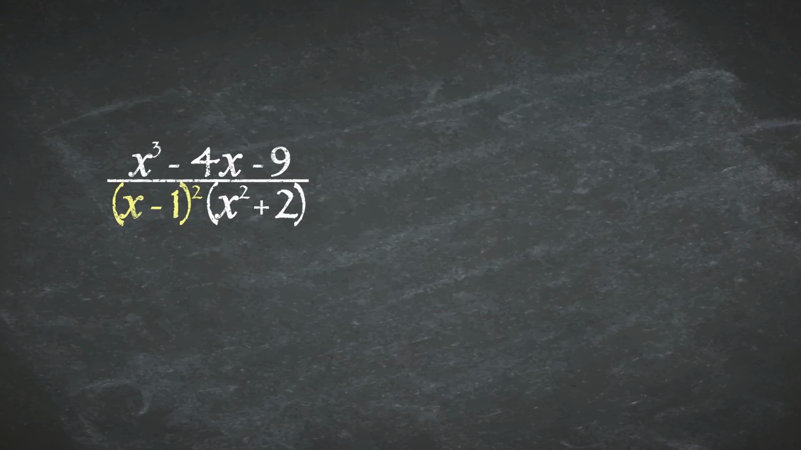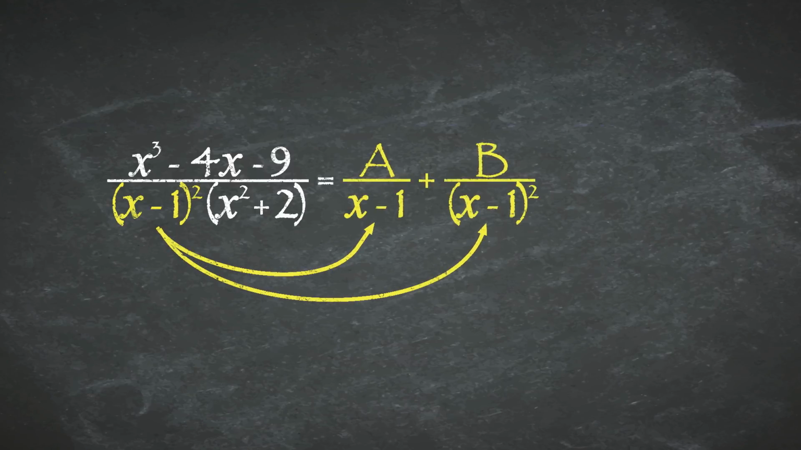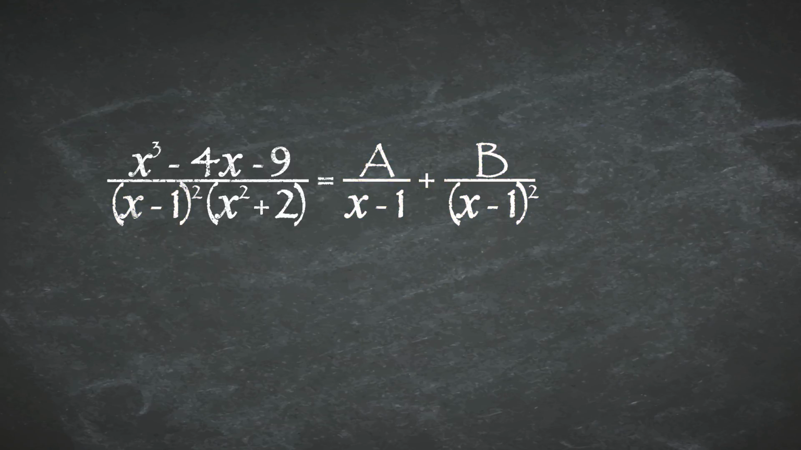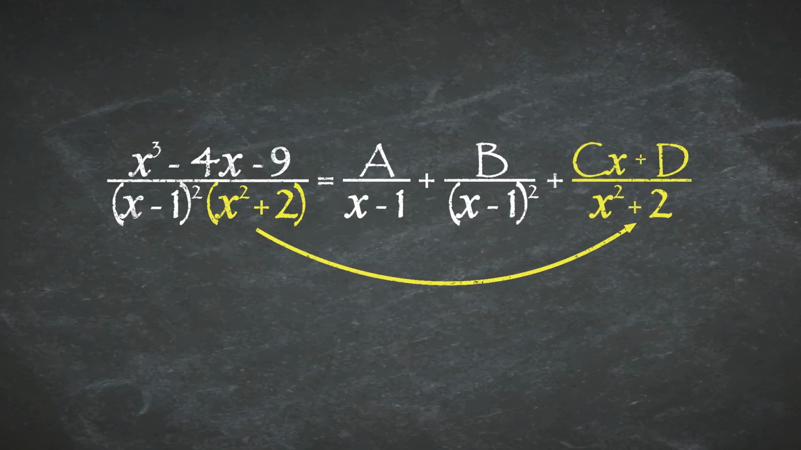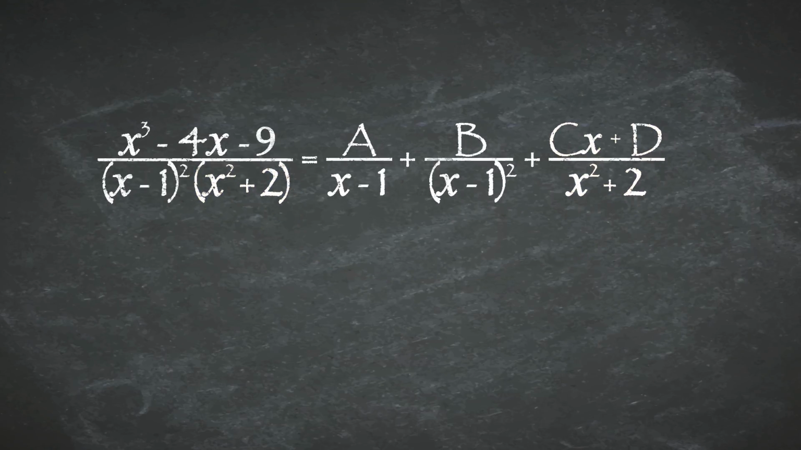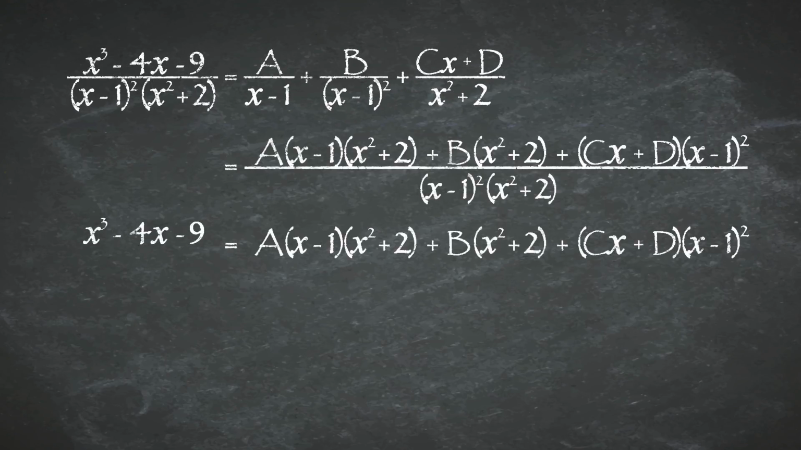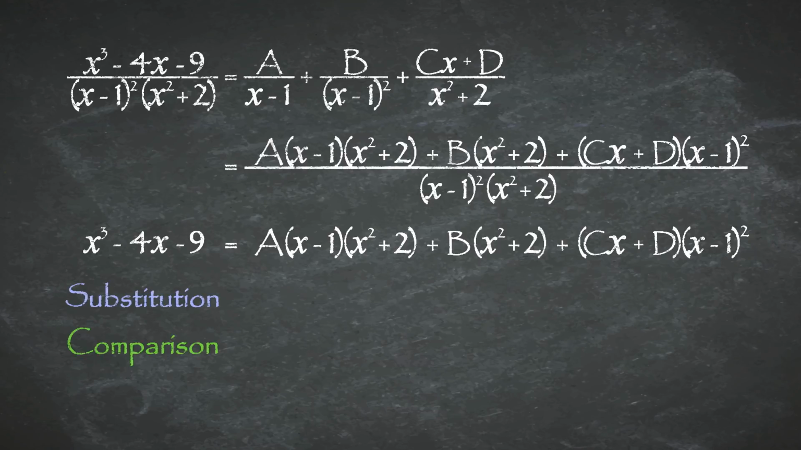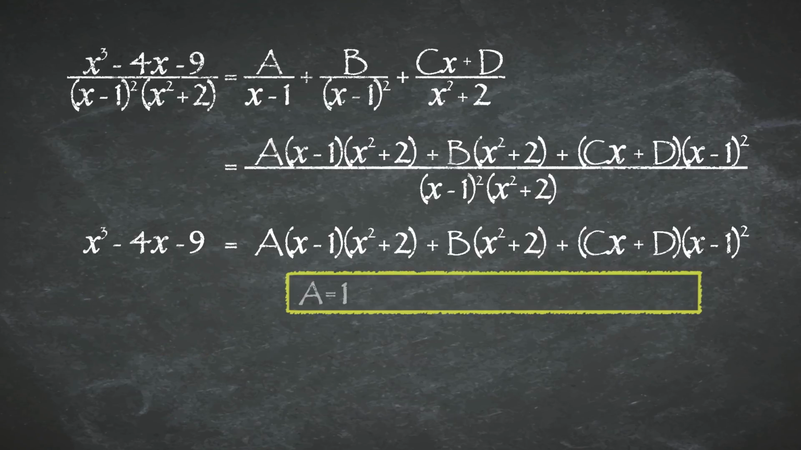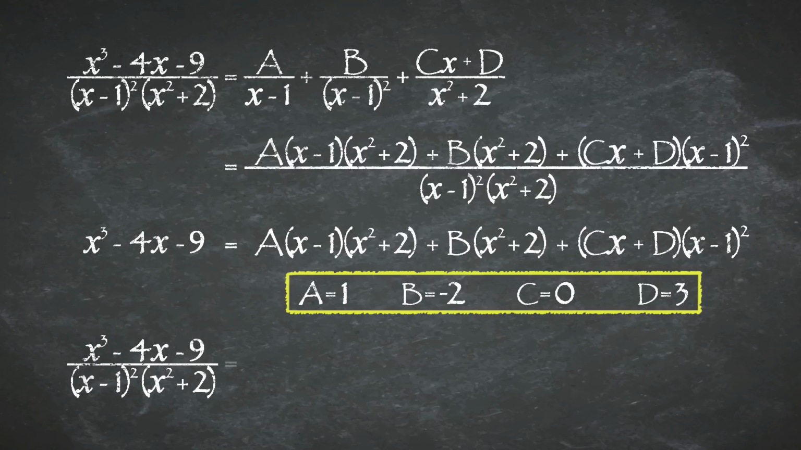Recall that since x minus 1 is repeated, these are the corresponding partial fractions. And just as what we saw earlier, x squared plus 2 corresponds to this partial fraction. Next, we combine the partial fractions and then we can equate the numerators. We can then use substitution, comparison, or both to find the values of a, b, c, and d. Then these are the partial fractions.